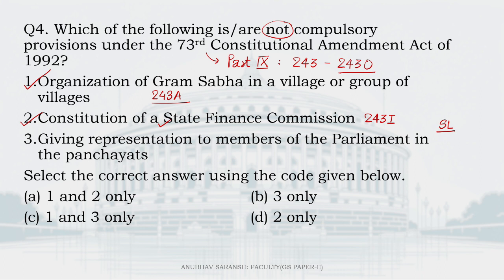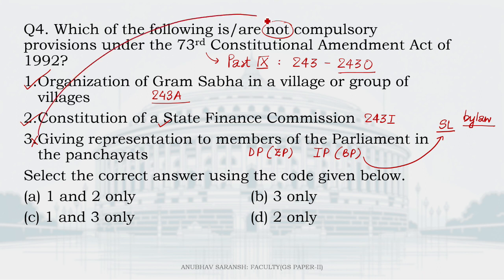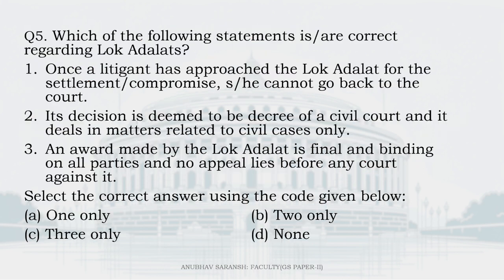Giving representation to MPs. Now, this is an optional provision. So MPs can become members of either a district panchayat, that is a Zilla Parishad, or an intermediate panchayat, which is a block panchayat, but only if the state legislature by law, meaning by a simple majority, allows. It's not a mandatory provision. So 3 is not a compulsory provision, hence B, 3 only is the right answer. Moving on to question number 5.